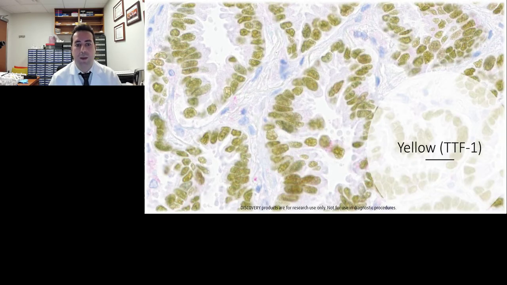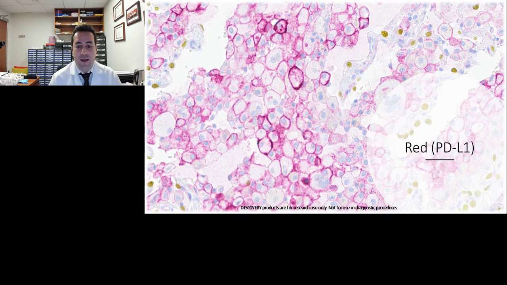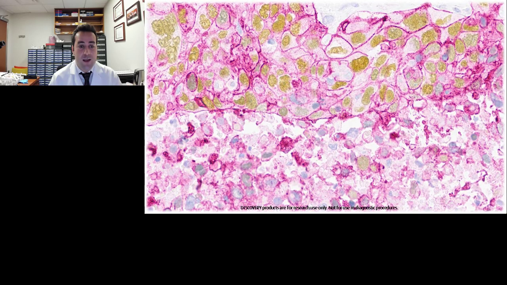Here is the yellow nuclear staining for TTF1 in tumor cells, and the red membranous staining for PD-L1, and the combination you see here. You see here the PD-L1 positive and TTF1 highlighted tumor cells in the upper half. There are also some other red staining cells beneath that part, but most of them are macrophages.